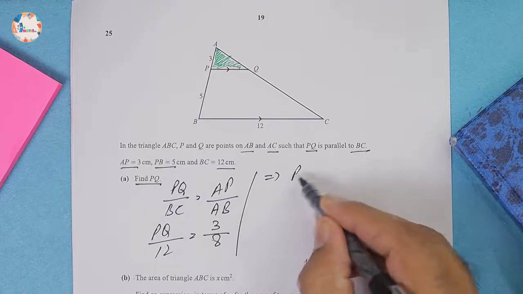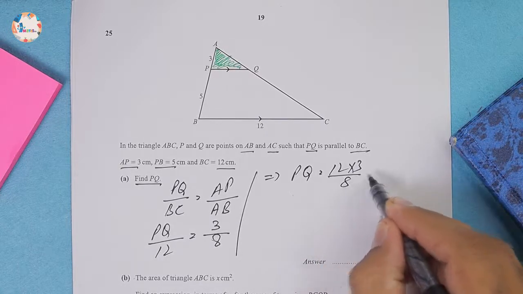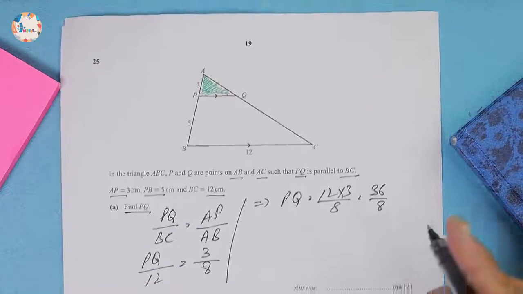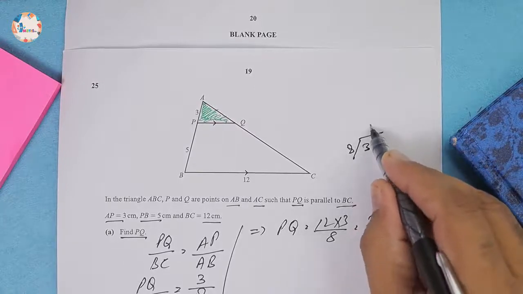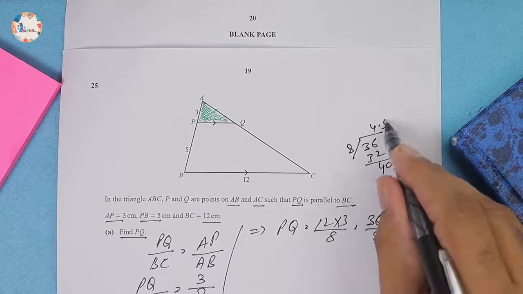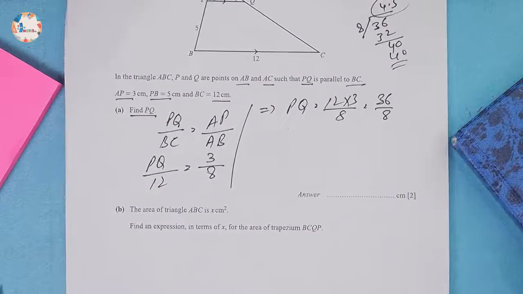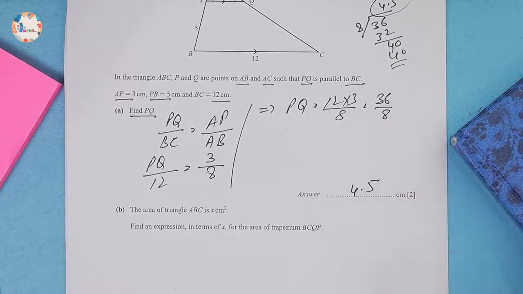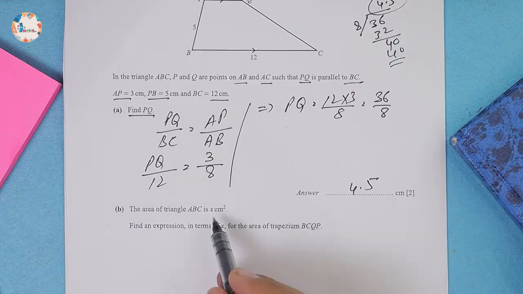Now this implies PQ is equal to 12. We can shift to the other side. So 12 into 3 over 8, which is equal to 36 over 8. Now 36 divided by 8: 8 4s are 32, and 4 decimal 0, so 8 5s are 40, so we'll get 4.5. So our answer for this one will be 4.5 centimeters.